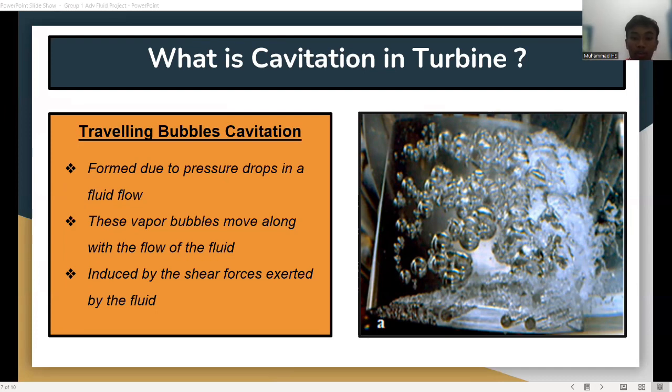So, the first type of cavitation is traveling bubble type cavitation. It happens due to pressure drops in a fluid flow and then it travels along the surface of an object exposed to the flow. This movement is typically induced by the shear force exerted by the fluid as it flows past the surface.